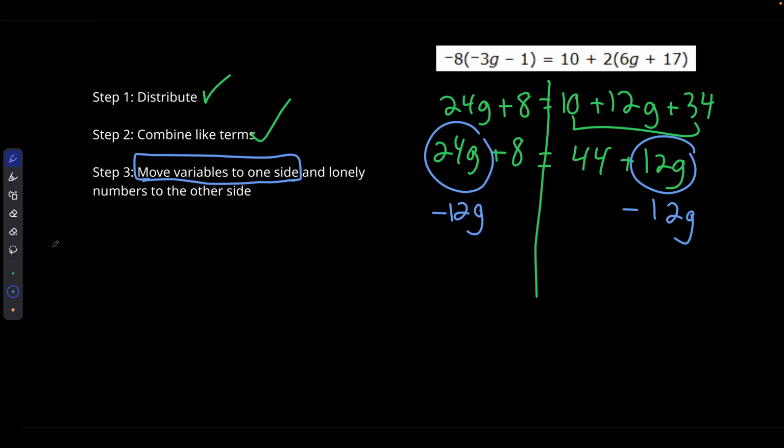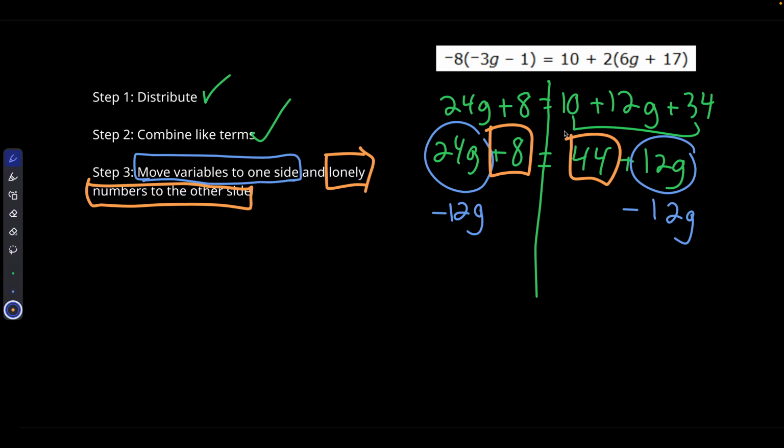The second part of this statement says, and the lonely numbers to the other side. Lonely numbers are the numbers that don't have letters attached to them. So that would be the 8 and the 44. Notice it says to the other side. So if I'm putting the variables, V for variables, on the left side, that means my lonely numbers have to go on the right side. So that means I need to move this 8 to the other side.